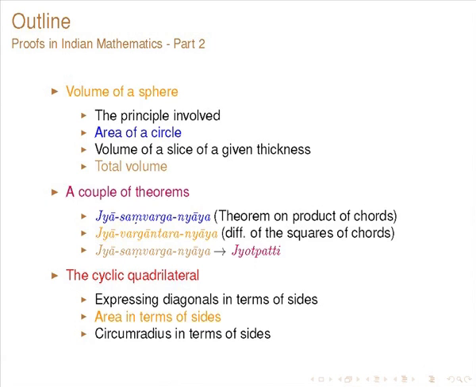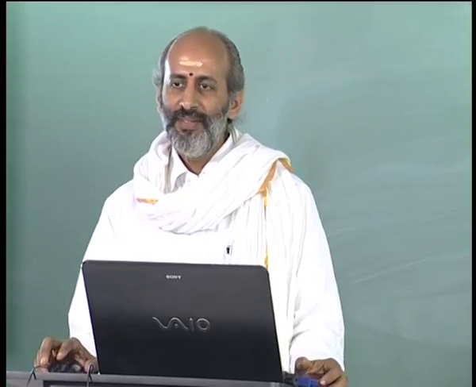The topic on proofs in Indian mathematics is covered in 3 parts. The first part was covered by Professor Srinivas, and for the second part of proofs in Indian mathematics, I will be primarily discussing 2 topics. One is finding the volume of a sphere. So, how did Indians do it?